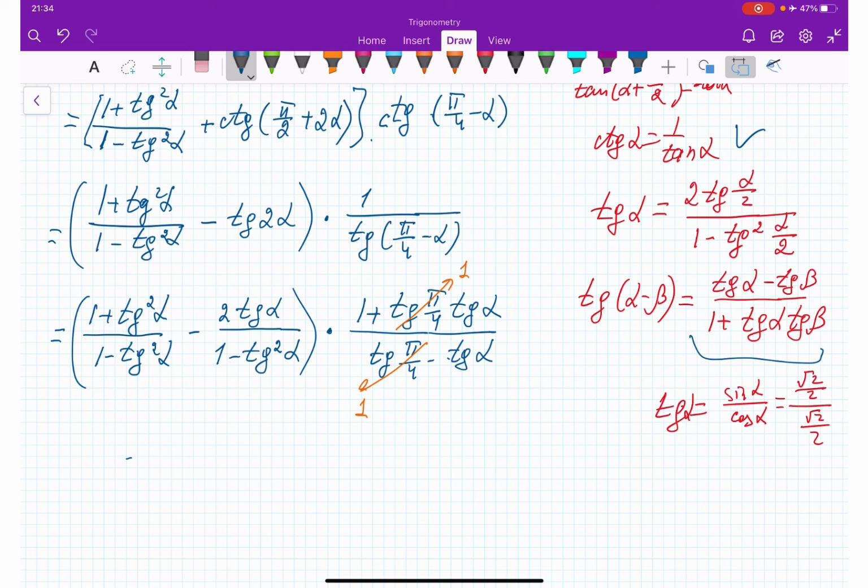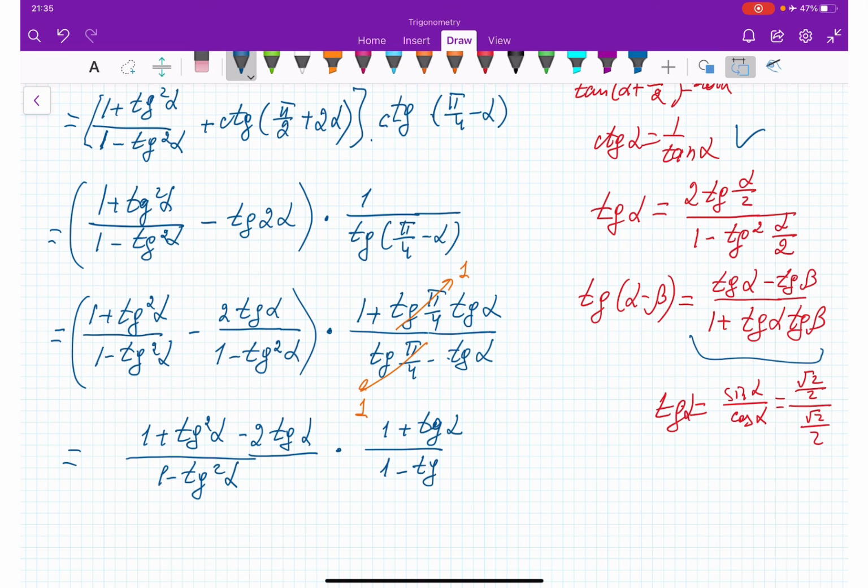And as a result, we are going to get, let me see what we can do here in parentheses. Bring to common denominator, which we have. Just combine together numerator. 1 plus tangent squared alpha minus 2 tangent alpha. Okay, and that's multiplied by 1 plus tangent alpha and divided by 1 minus tangent alpha.